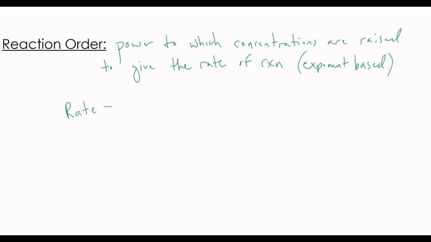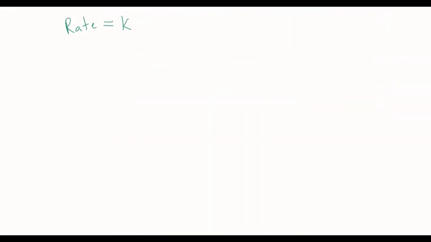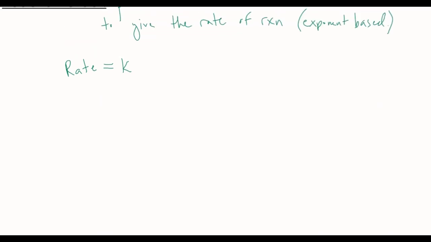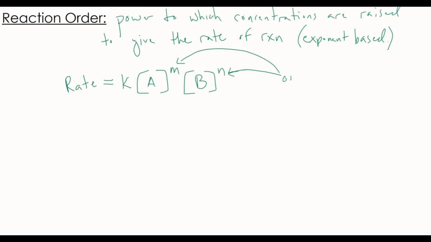So this is going to be kind of our base equation. The rate of a reaction is equal to k, which is our specific rate constant, times the concentration of our first reactant, which I'm just going to call A, to the power of m, which is the reaction order, times the concentration of B, which is another reactant, to the power of n. This is the base rate equation, and the n and the m are the orders of the reaction. Those are the things we're going to be trying to solve.